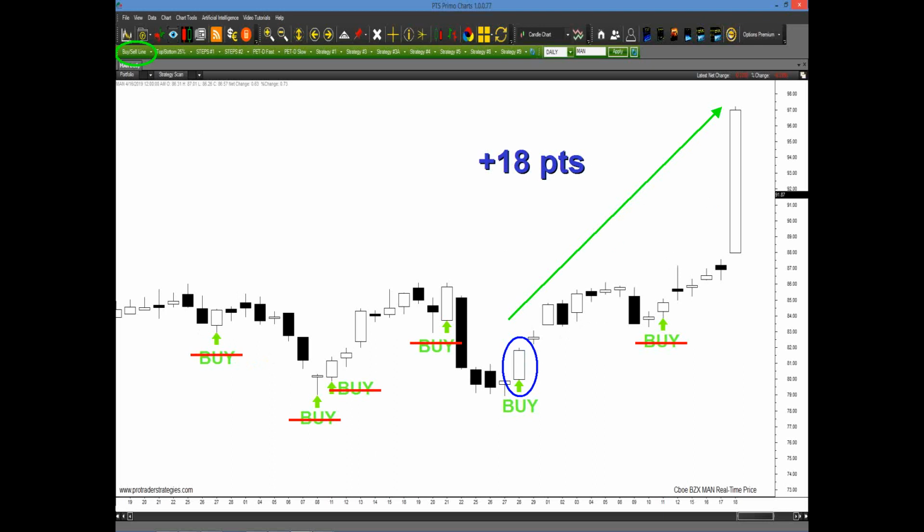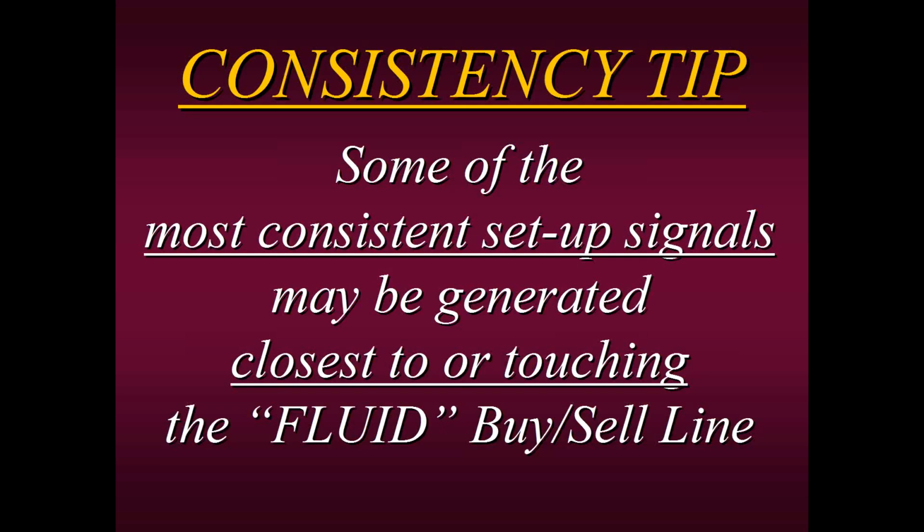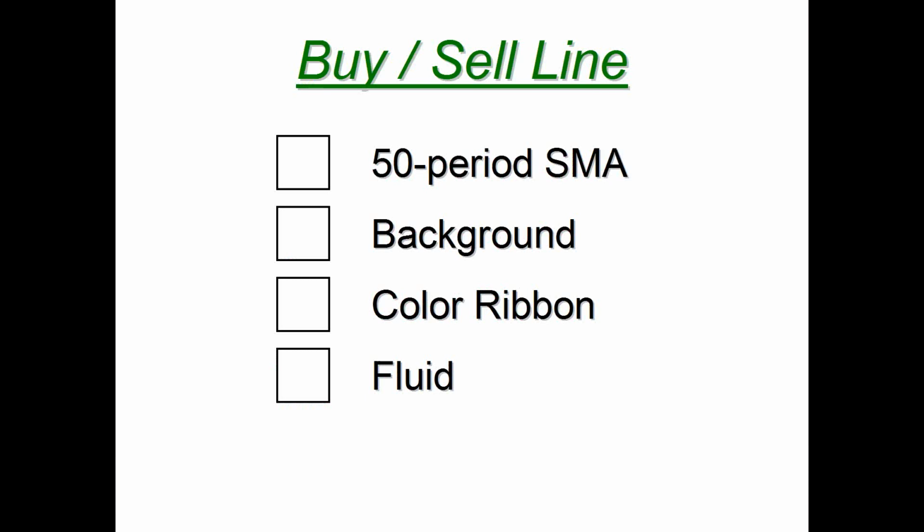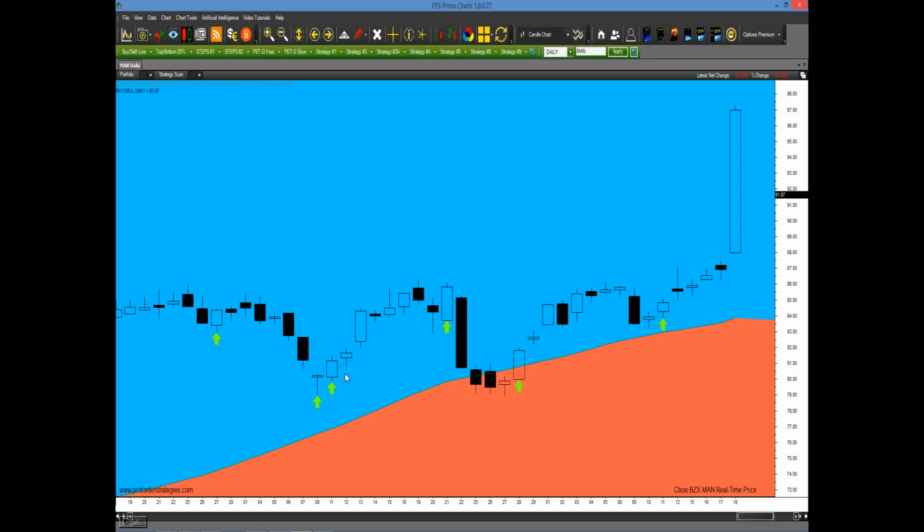We click on our buy-sell line, and in the drop-down menu, well, you won't see this, but here's our consistency tip. Some of the most consistent setup signals may be generated closest to and or touching the fluid buy-sell line. So this is what we want to do. When we click on the buy-sell line, and we see this drop-down menu, we want to click on fluid, okay? And this is what we talked about before. Here's the fluid buy-sell line.